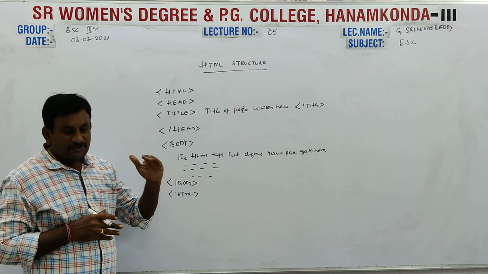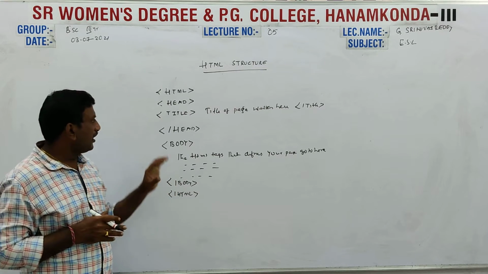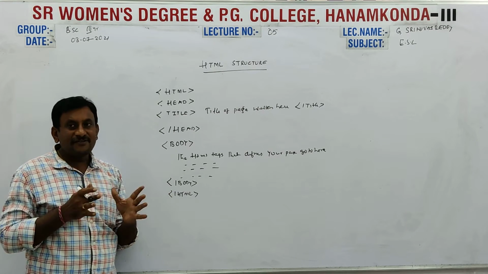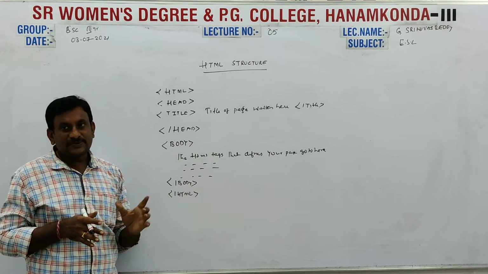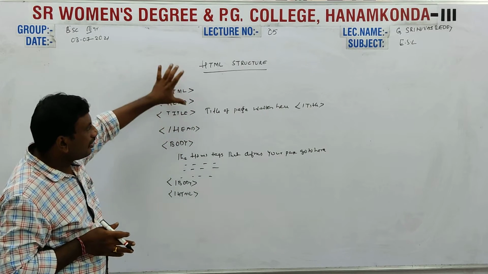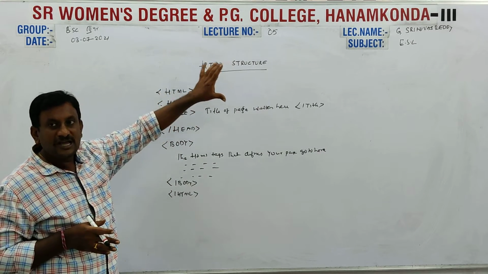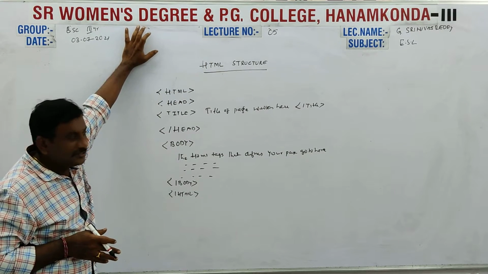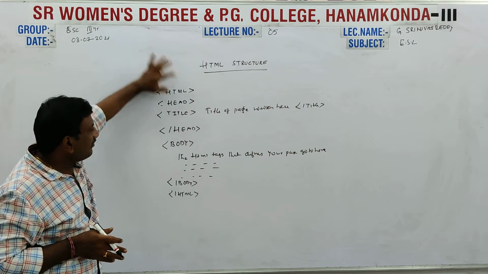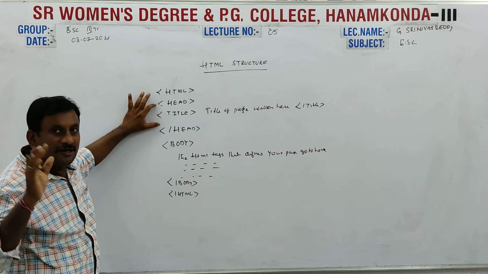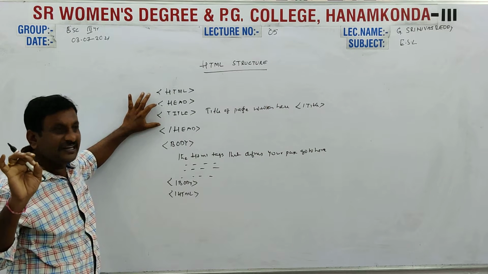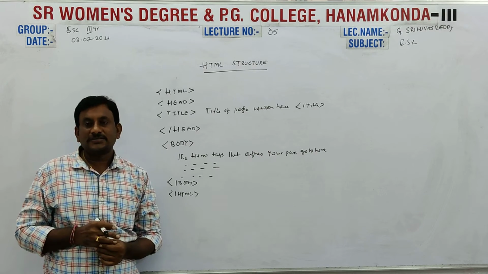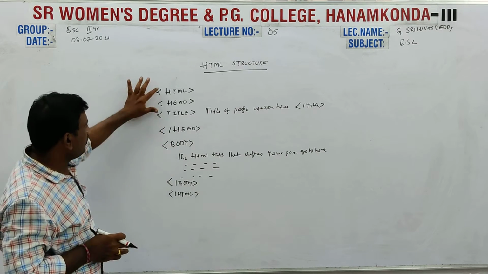And HTML has two sections: one is the head section, another is the body section. The head section has a title content, and the title will be displayed on the browser. If you observe the browser, it has a menu and a title bar. The title bar shows the content of the title in the head. The browser displays the heading, and the body is the actual content, with corresponding closing tags. This is the structure of HTML.